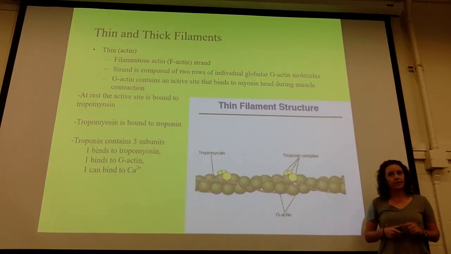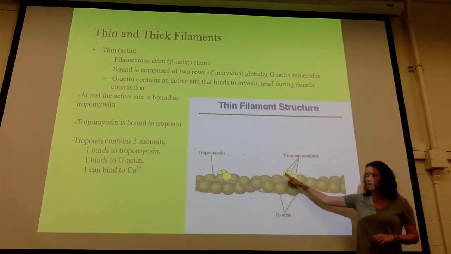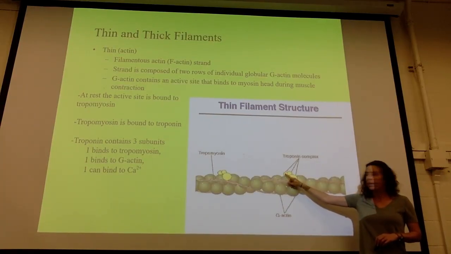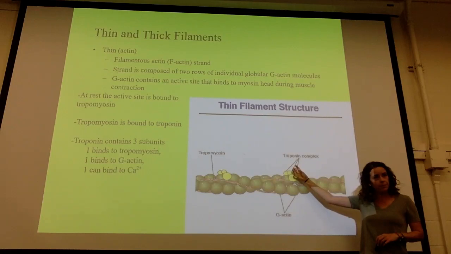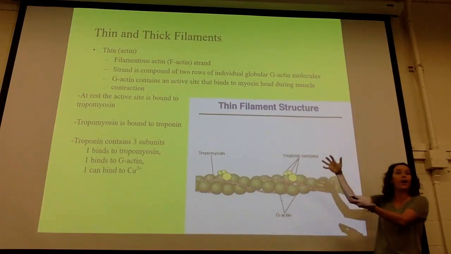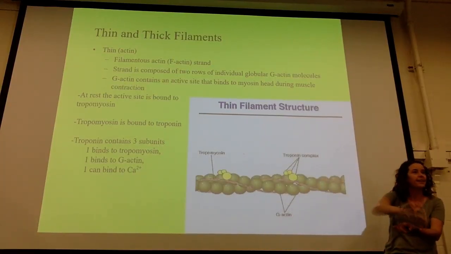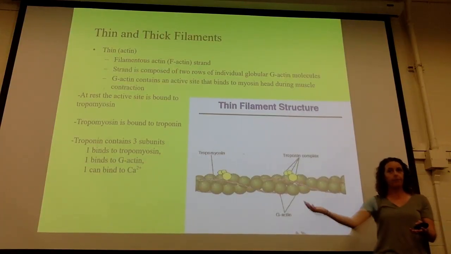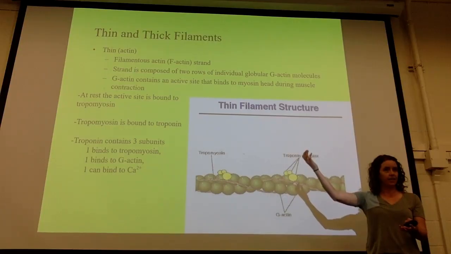We need calcium to come in, bind to troponin. When calcium binds to troponin, it changes the shape. As the shape changes, it pulls tropomyosin off of that binding site and leaves it exposed, allowing myosin to come in and attach.